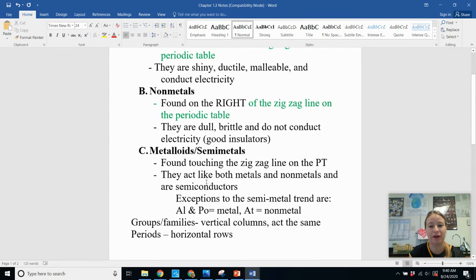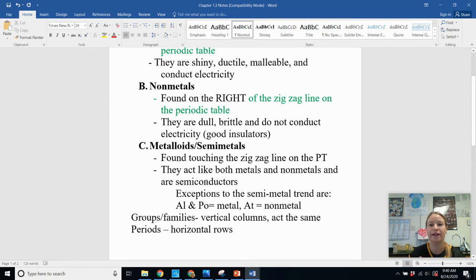Metalloids or semimetals, they're right on the line which divides the metals from the nonmetals, so they tend to have both properties. Some are shiny, some are not, and they also are good semiconductors. So a semiconductor is one that conducts only at certain conditions. So silicon, for example, conducts at high temperatures, but not at low temperatures.